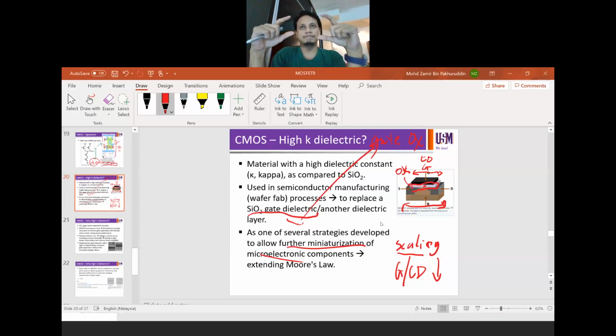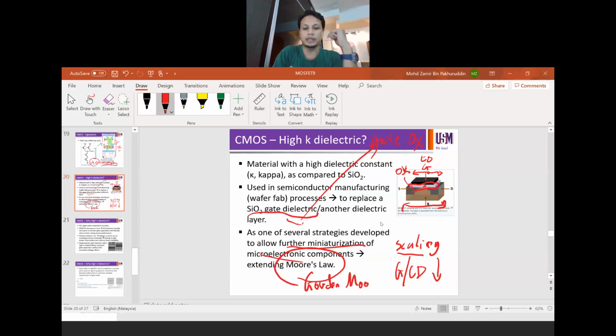Have you ever heard about Moore's law? Moore's law is not a law per se. It's not like Newton's law or some other physics law. It's not a law per se, but rather it's an observation made by Gordon Moore. Who is this Gordon Moore? Gordon Moore is one of the founders of Intel back in 1965. So this is not a legit law, but rather an observation.